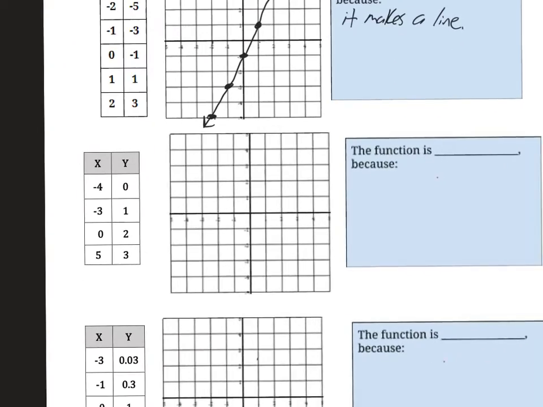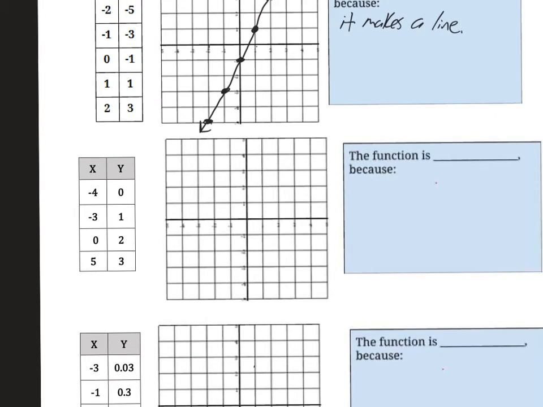Okay, for the second one, you should have gotten that it is a square root. Okay, the reason why: (-4, 0), so 1, 2, 3, 4 to the left, 0. So I'm going to put a dot right there. Then I'm going to look at (-3, 1), up 1, so I have a dot right there. (0, 2). (5, 3), so 5 to the right, up 1, 2, 3.